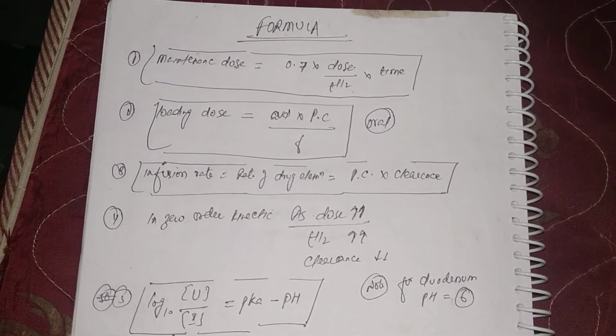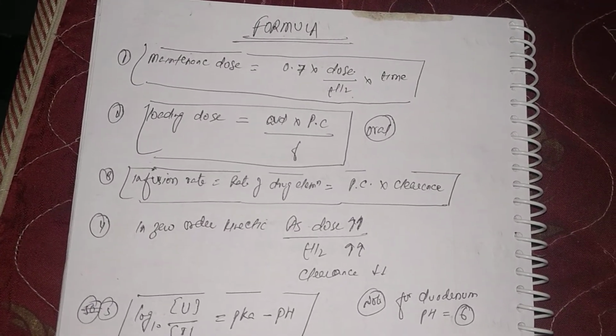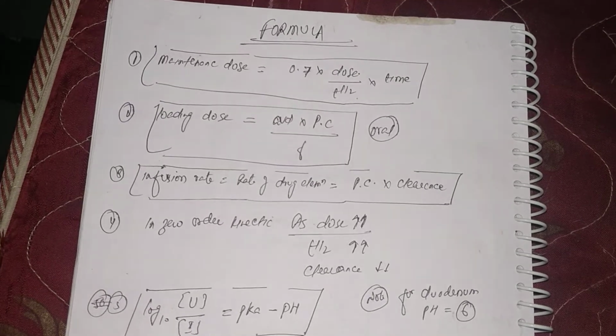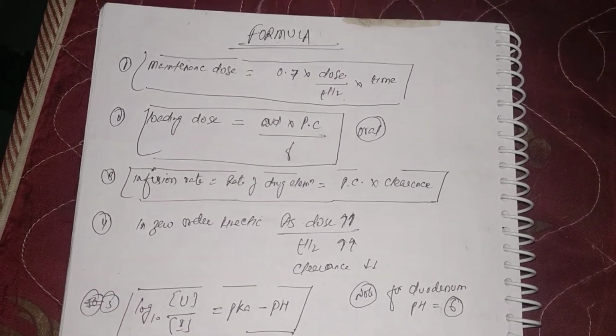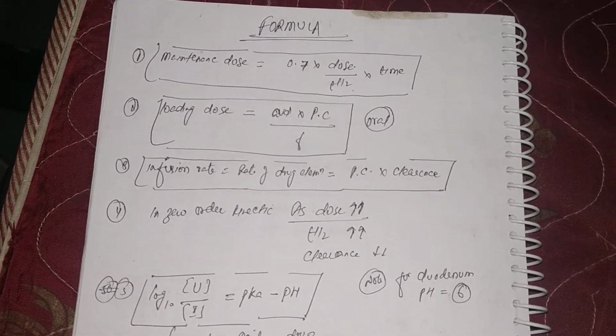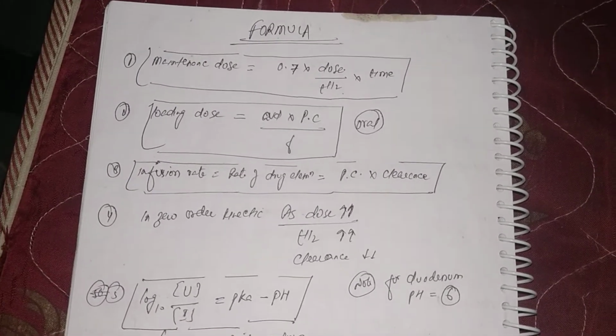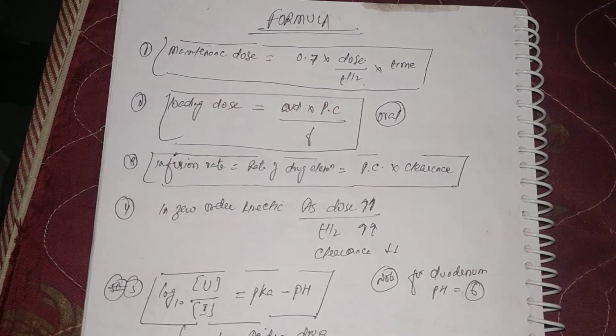Okay, so the first formula is the maintenance dose, which is equal to 0.7 into dose upon half-life into time. I repeat, maintenance dose is equal to 0.7 into dose divided by half-life into time.